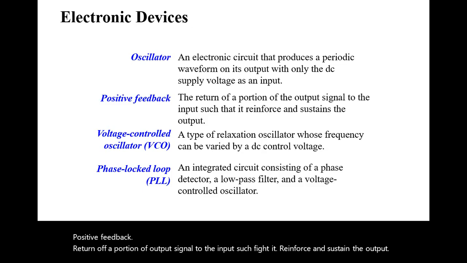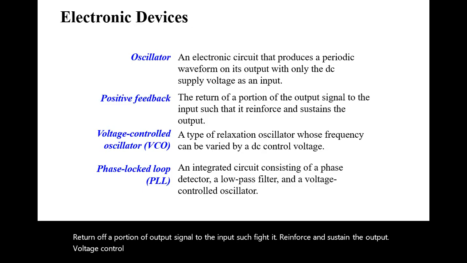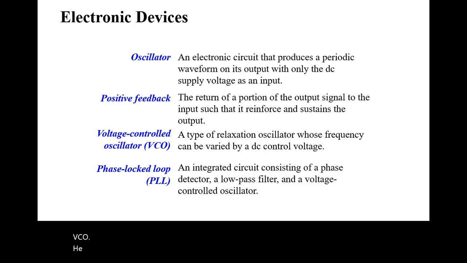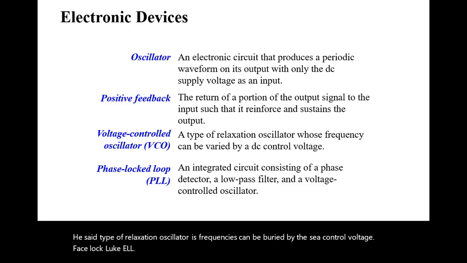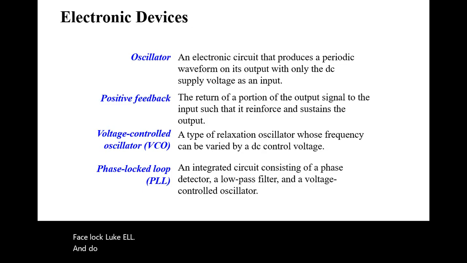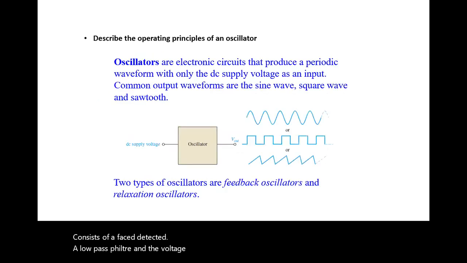Voltage controlled oscillator, VCO, is a type of relaxation oscillator whose frequencies can be varied by a DC control voltage. Phase lock loop, PLL, an integrated circuit, consists of a phase detector, a low pass filter, and a voltage controlled oscillator.